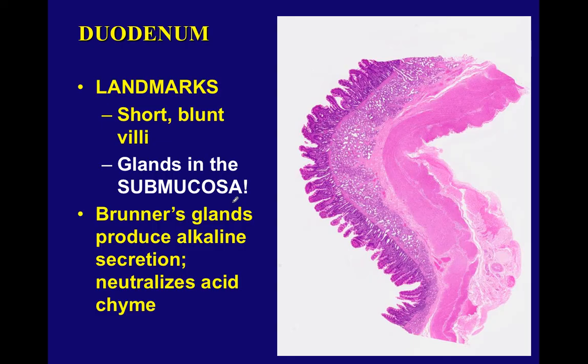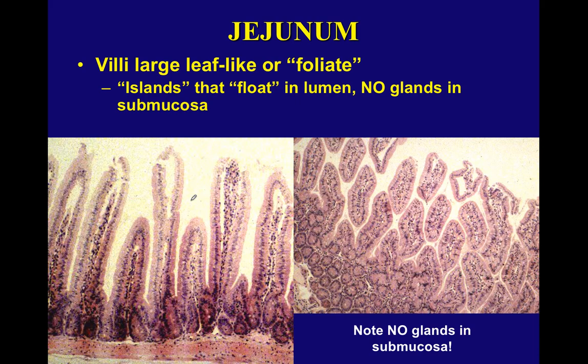So we'll talk a little bit about the landmarks of the small intestine, duodenum, jejunum, and ileum, and how we could differentiate them. Very easy. For the duodenum, we have short villi, but importantly, we have the submucosal gland, which is Brunner's gland, as I said, only found in the duodenum in the area of the submucosa.